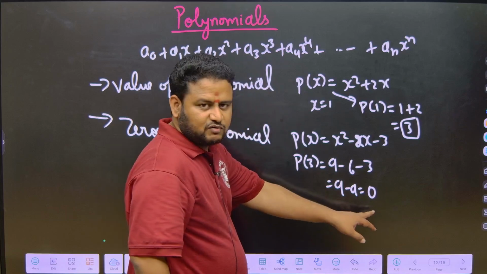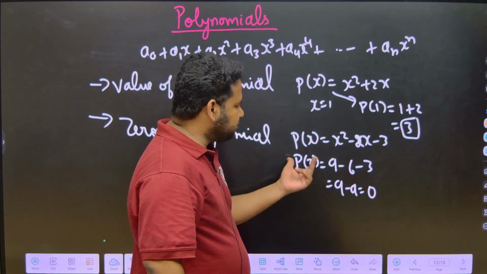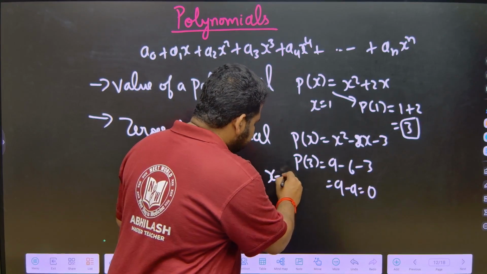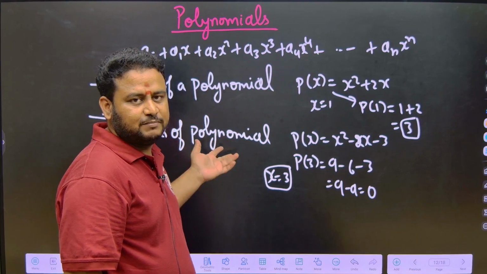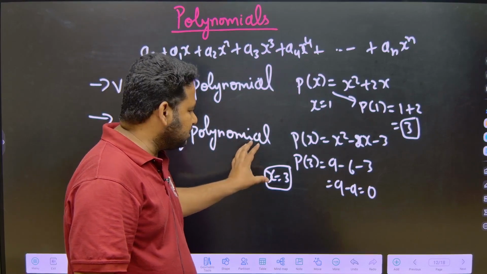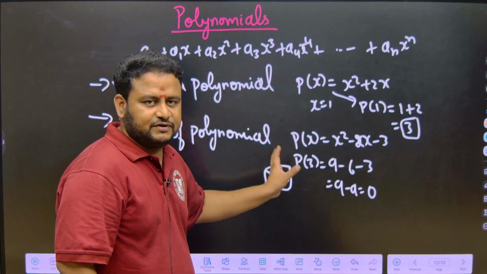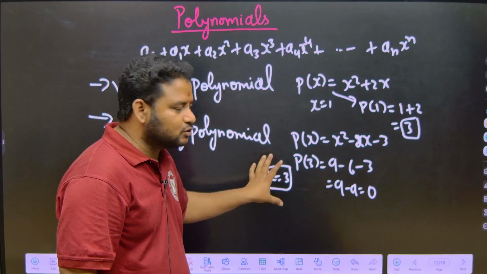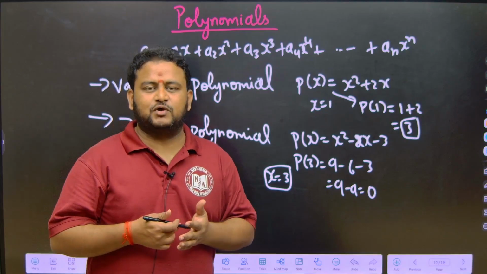This 0 is nothing but the value of the polynomial at x is equal to 3. This x is equal to 3 is called a zero of the polynomial, because it makes the polynomial equal to 0. That is, we get the value of the polynomial as 0 when we put x is equal to 3. And then we learnt types of polynomial based on terms.